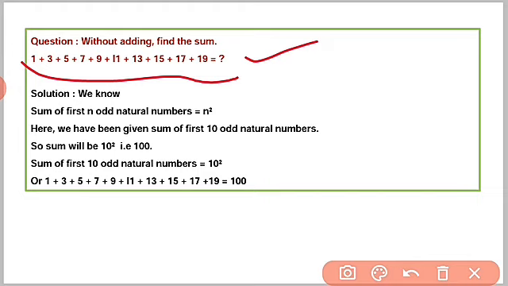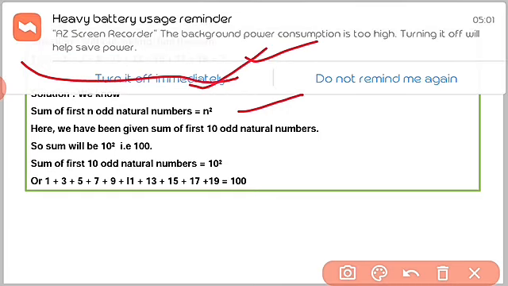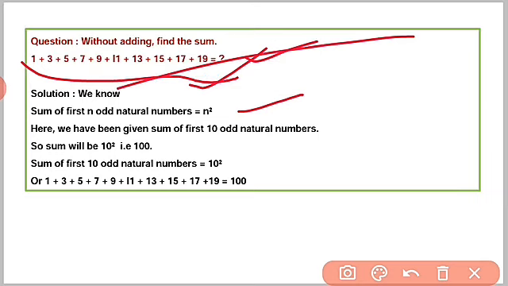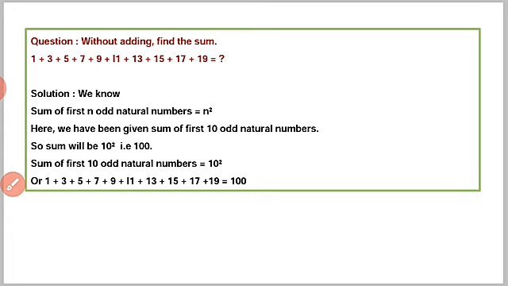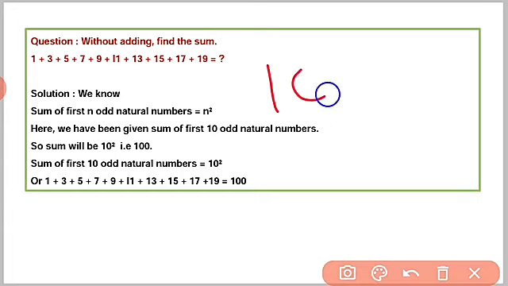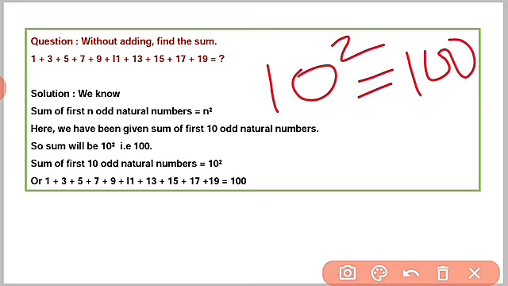We know that the sum of first n odd natural numbers is equal to n squared. So what will be the sum of first 10 odd natural numbers? Yes, it will be equal to 10 squared. That means it will be equal to 100. So what will be the sum of this? It will be equal to 100.